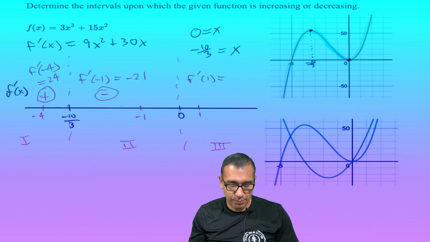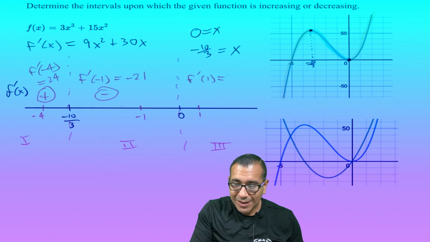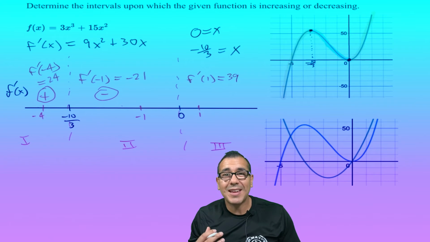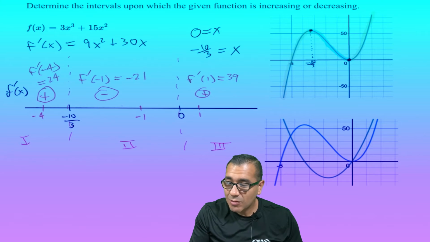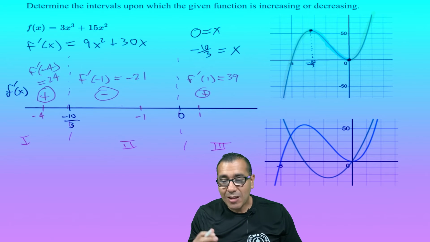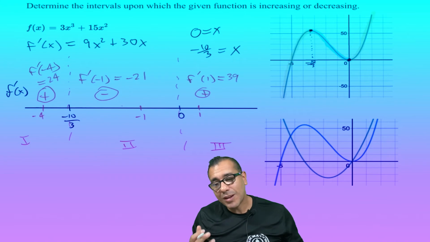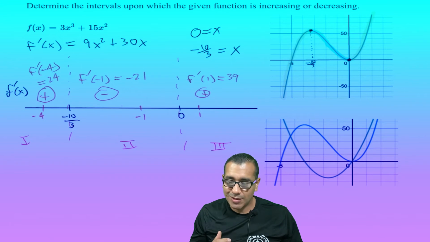All right, so let's go ahead and plug in positive 1 now. So let's do that together. And then what are you guys getting? 39. Good. So we get 39. Again, the only thing we care about is that it's positive. So we get positive, which tells us in this region, our function is increasing. And so that's what we're looking for in this question, right? We're trying to determine where our function is increasing and decreasing.